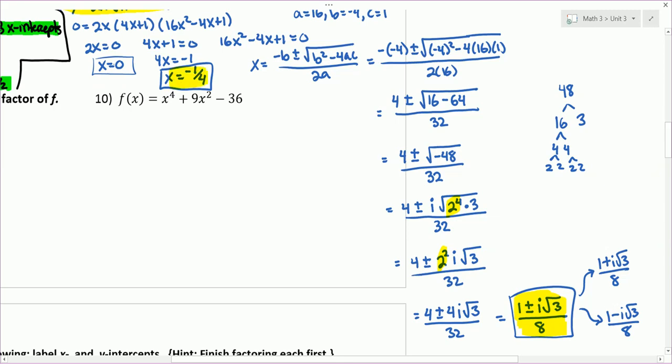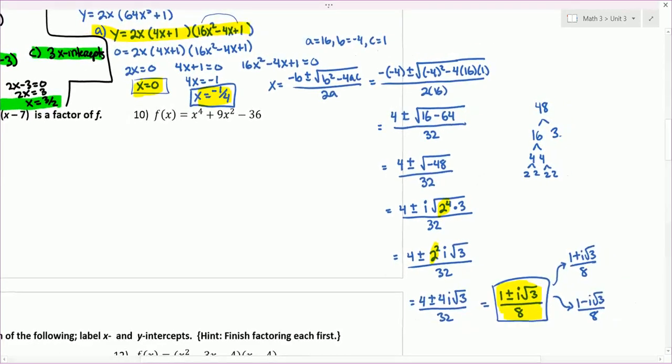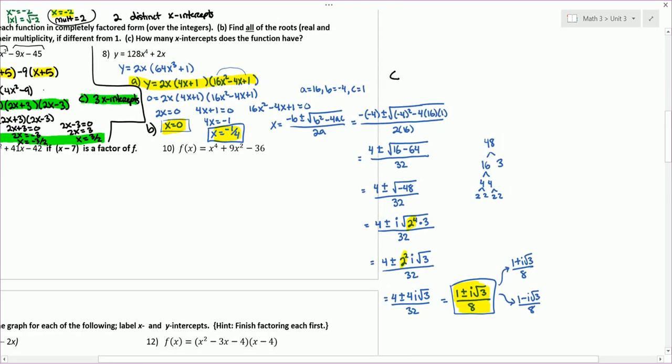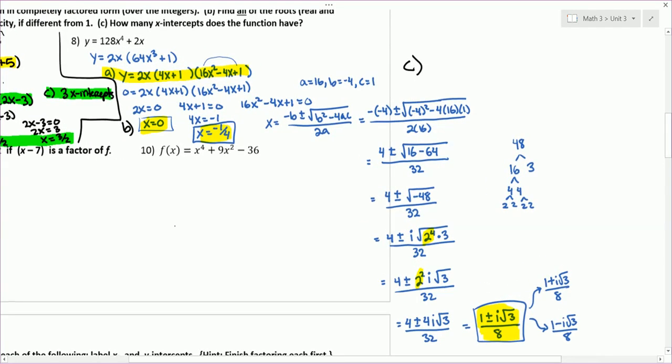So x equals 0, x equals negative 1/4, and x equals 1 plus or minus i root 3 over 8 give us all of our roots. So that's part B. And so there are 4 different roots. And so part C says, well, how many of those are real? How many are x-intercepts? So x equals 0 is an x-intercept, x equals negative 1/4 is an x-intercept, but the other 2 are not because they both have the imaginary i. So 2 x-intercepts.